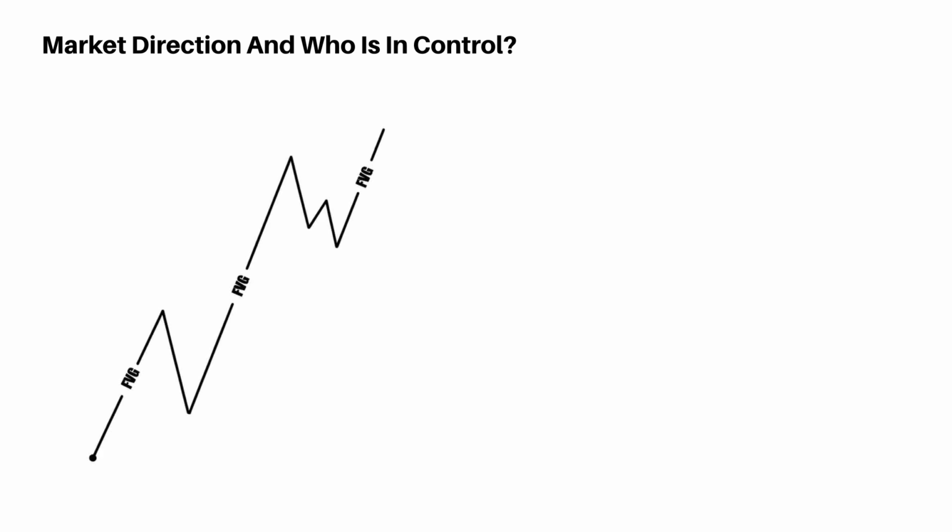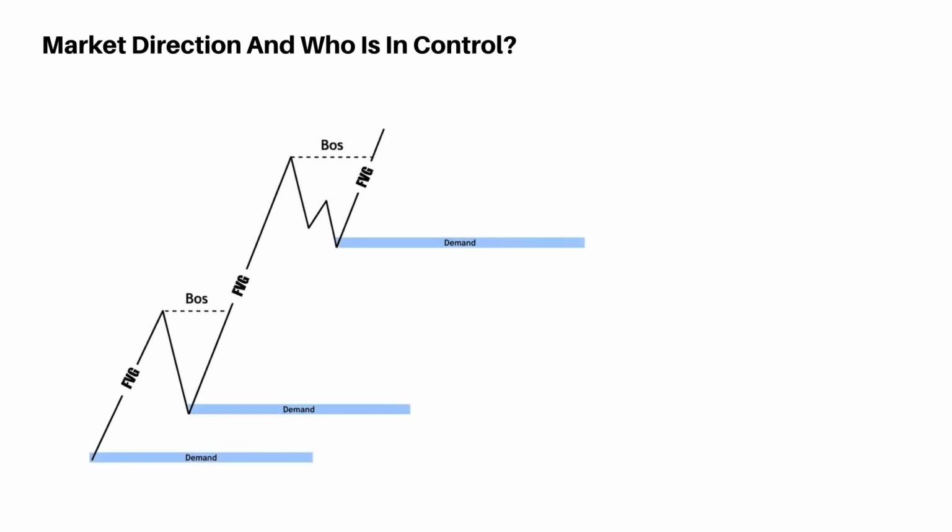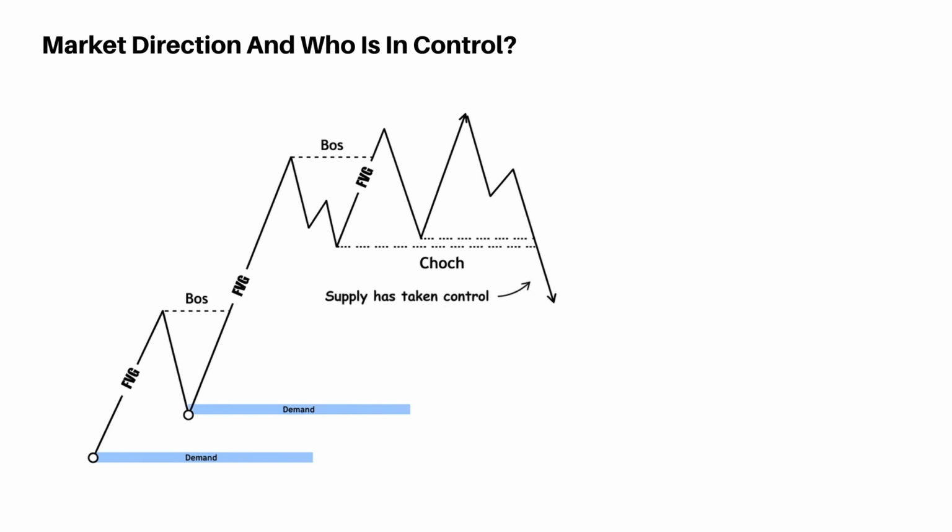Imagine the market is in an uptrend, forming a series of higher highs and higher lows. Every time price breaks structure to the upside and creates an inefficiency, a new strong demand zone is formed. These demand zones remain unmitigated until price revisits them, providing ideal opportunities to trade in the direction of the dominant trend. However, if price breaks below a valid demand zone, it creates a change of character. This signals two important things. First, supply has taken control over demand. Second, a new valid supply zone has been established.